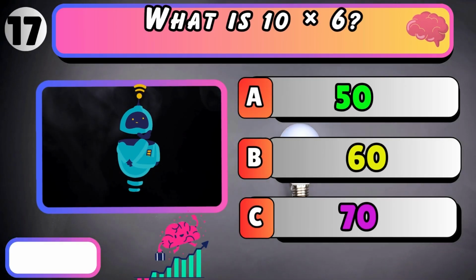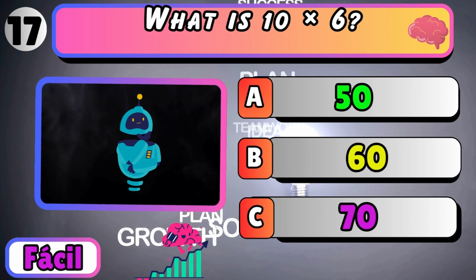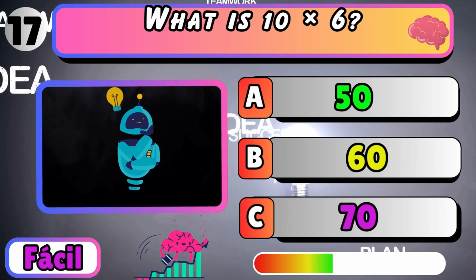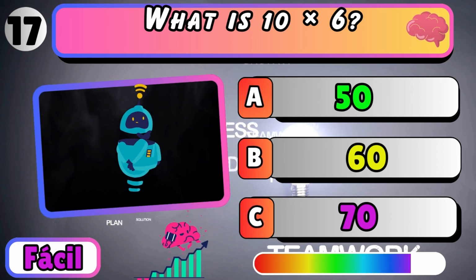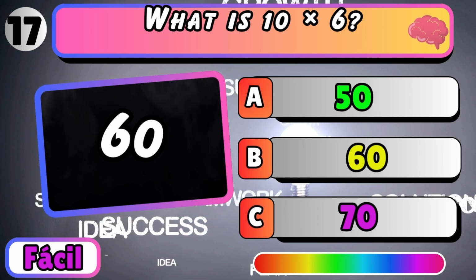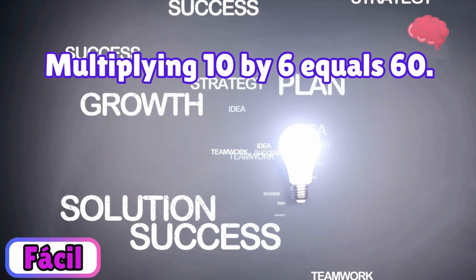What is 10 times 6? 50, 60, or 70? 60. Multiplying 10 by 6 equals 60.